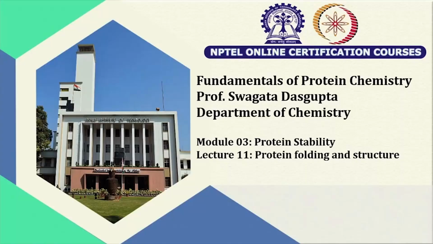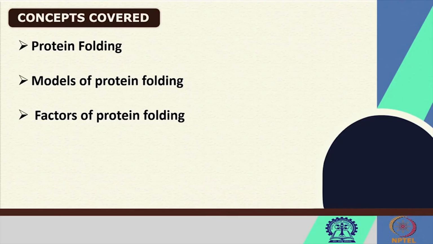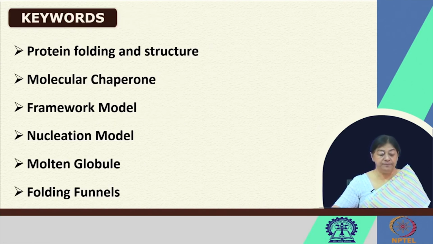Module 3 of the course Fundamentals of Protein Chemistry is based on protein stability. We will be revisiting protein folding and structure in this lecture, and then go on to understand the thermodynamics of protein folding, and then see which particular actions could disrupt this folding or the interactions that are involved in the folding. So, the concepts that we are going to cover are protein folding, the models of protein folding, and the factors that affect protein folding.